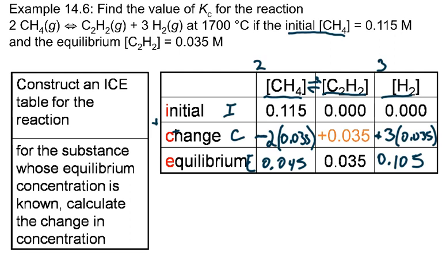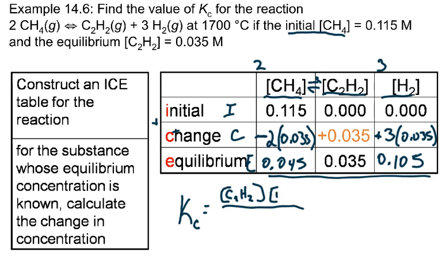Now, the question is asking, find the value of Kc. Now, we have our equilibrium concentrations, so to find our Kc, all we have to do is practice writing out our Kc value using our balanced chemical reaction. So it's going to be our concentration of our acetylene times our hydrogen to the 3rd power divided by our methane squared.